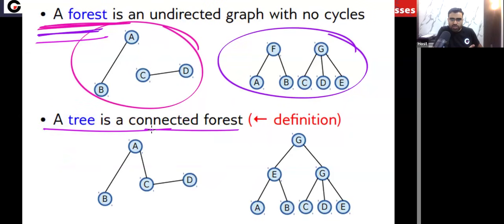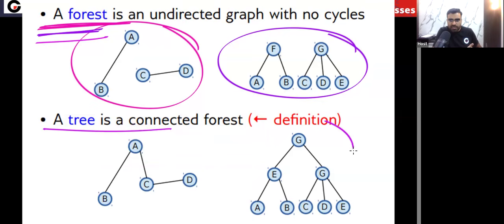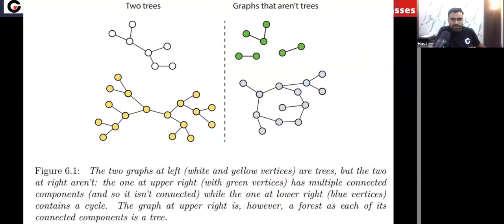Tree means connected forest, or I can say tree means connected acyclic graph. There is no cycle here and this is connected, so this is a tree. Similarly, this is a tree, okay, because this is connected and there is no cycle. Okay, I hope you understood. So let's see these diagrams.